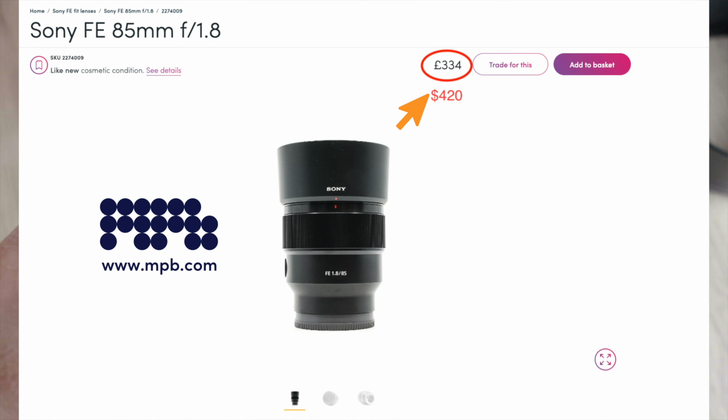And for my Sony, I love the 85mm 1.8, which I think is the best bang for your buck. I will leave links down below, by the way, if you want to check these lenses out.